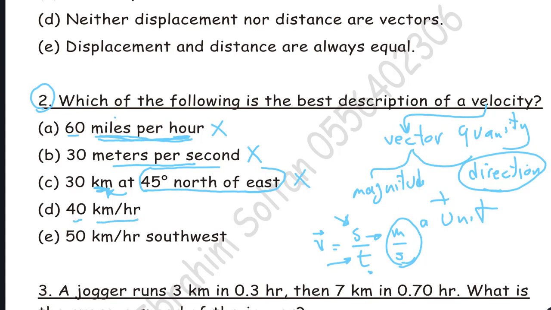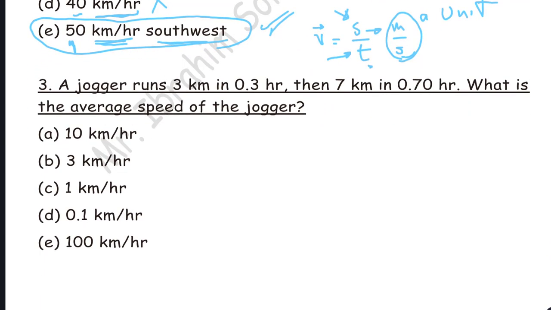40 kilometers per hour, the unit is right, but we don't have a direction. The last one, we have a number, we have a unit, we have a direction, so this is the right answer. Let's move to the next.